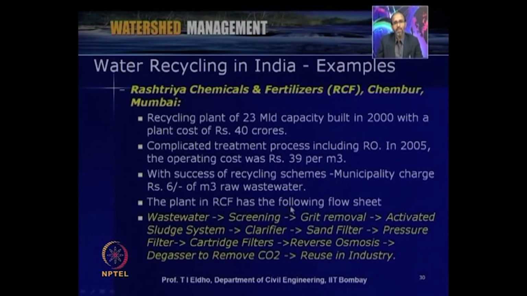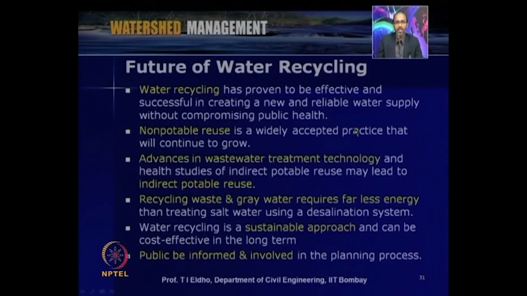The plant at RCF has the following flow sheet. Wastewater, or sewage, is taken from the municipal supply, then put through screening, grit removal, an activated sludge system, clarifier, sand filter, pressure filter, and cartridge filter. It is then passed through reverse osmosis, and then a degasser to remove carbon dioxide, and finally it is used in industry. So, for the last 10 to 15 years, RCF has been very effectively using municipal sewage wastewater for its water supply.